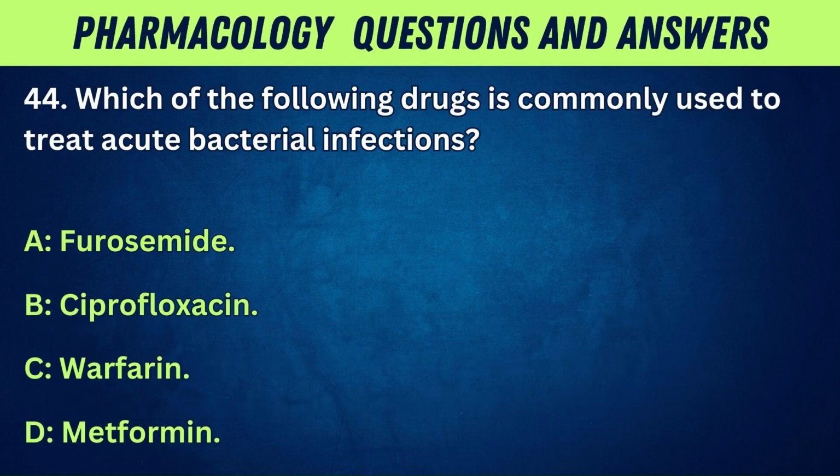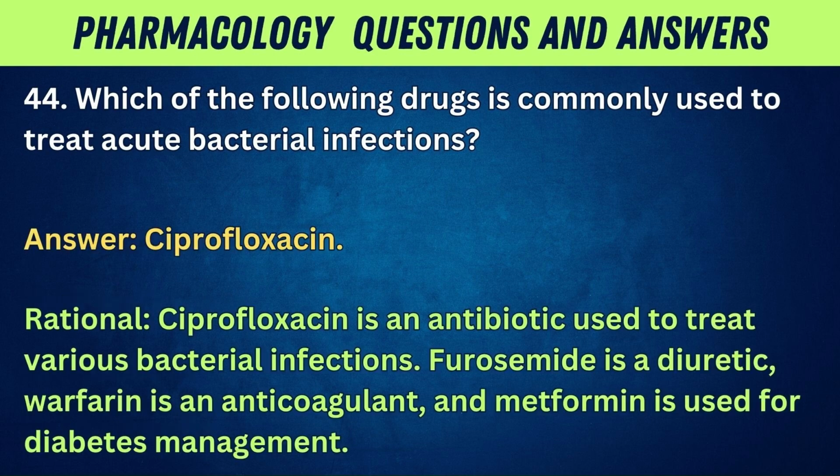44. Which of the following drugs is commonly used to treat acute bacterial infections? A. Furosemide. B. Ciprofloxacin. C. Warfarin. D. Metformin. Answer: ciprofloxacin. Rationale: ciprofloxacin is an antibiotic used to treat various bacterial infections. Furosemide is a diuretic, warfarin is an anticoagulant, and metformin is used for diabetes management.